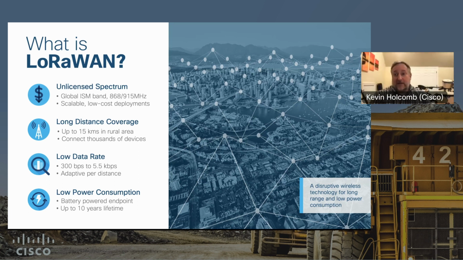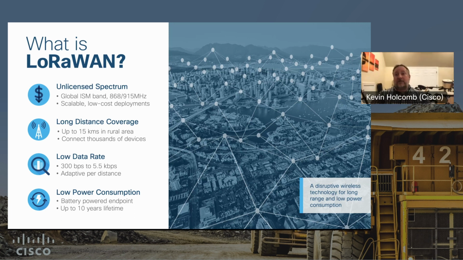So it uses unlicensed spectrum, right? It'll be either the 800 or the 900 megahertz ISM band, depending on where you are in the world. And of course, it's unlicensed, it's scalable, it's really easy and low cost to do a deployment, right? You throw up a gateway, there's no licenses you have to get or getting regulatory bodies to give you access to spectrum or anything like that. It's just a pure ISM band.